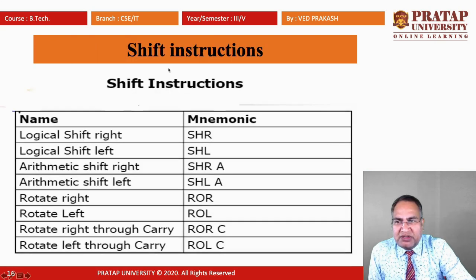Next is shift instructions. These are those types of instructions which logically shift either left or right. For example, logical shift right, represented by SHR, logical shift left, represented by SHL, arithmetic shift right, arithmetic shift left, rotate right, rotate left, rotate right through carry, rotate left through carry. These are the examples of shift instructions.